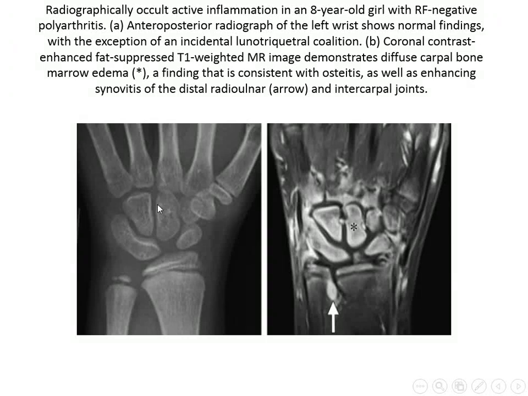This is a normal radiograph of an 8-year-old girl. But when we do MRI of the patient, which is coronal contrast enhanced, fat suppressed, we can see bone marrow edema, and there is enhancement of the synovium at the radioulnar joint. This means active inflammatory juvenile rheumatoid arthritis, which was occult on the radiograph.